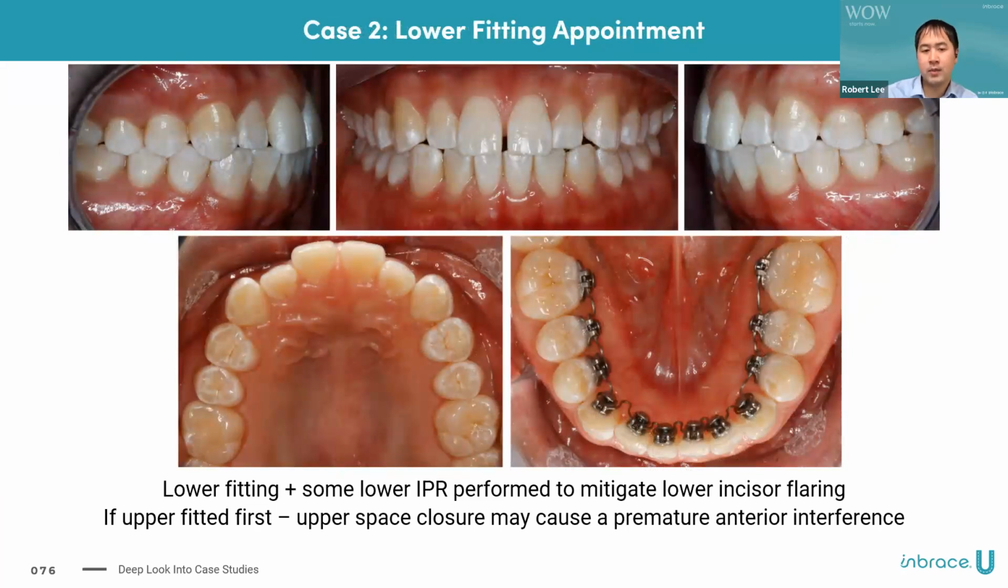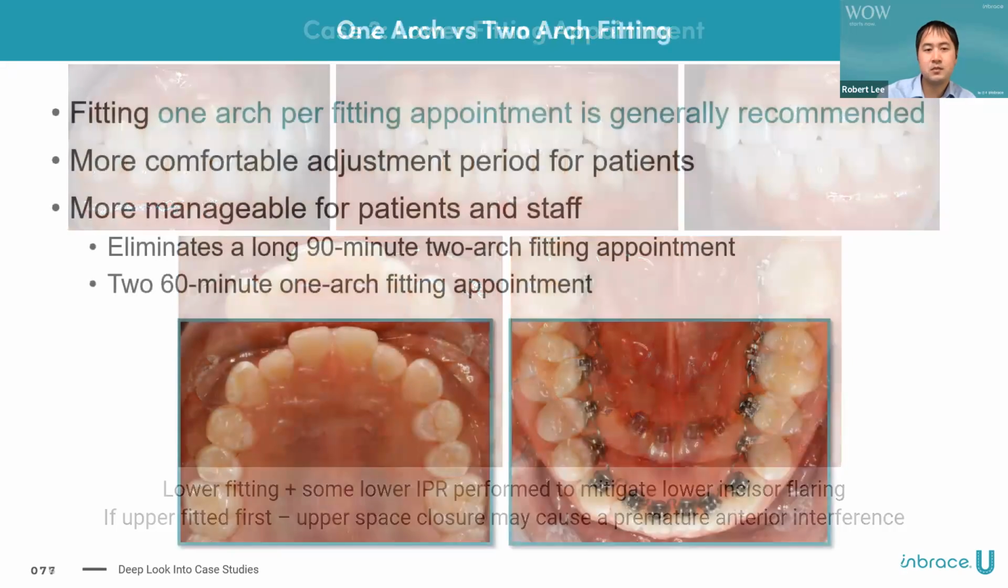So we did so, and we made sure to do some of the IPR because what I didn't want happening was, after you do the lower fitting, there is some mild crowding for the teeth to come forward and him to end up in more of an edge to edge or even a crossbite. If you had fitted the upper first, what I would be concerned about is, with the space closure, you may also end up with a premature anterior interference as the upper incisors come back. So that's why I chose going with the lower arch in this case and just making sure to do sufficient IPR so that there's no flaring of those lower incisors.